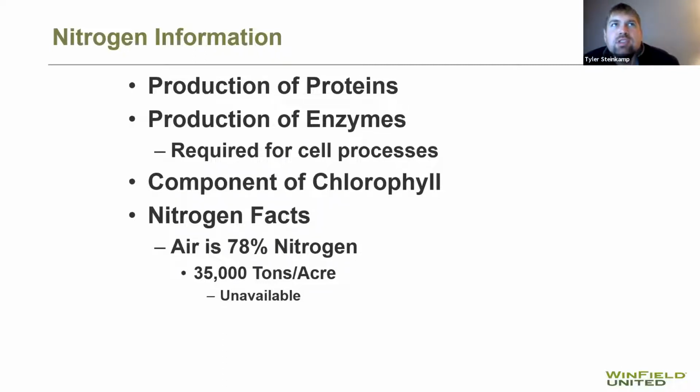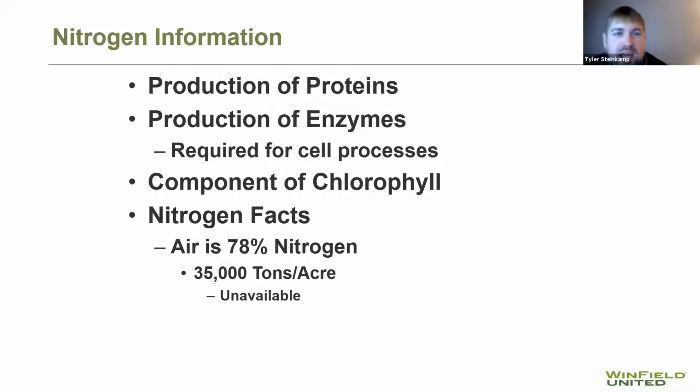Okay, now the interesting thing about nitrogen is the air is actually made up of about 78% nitrogen. Unfortunately, it's in a form that is unusable by the plant. And if we could utilize that nitrogen, we'd have about 35,000 tons per acre. Unfortunately, though, it is unavailable.